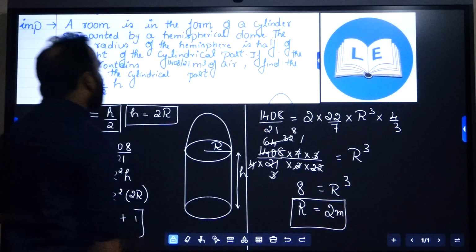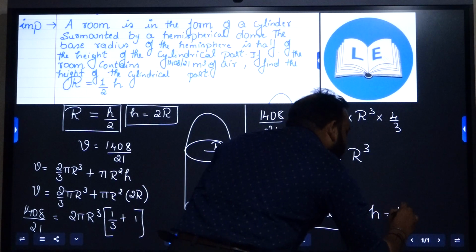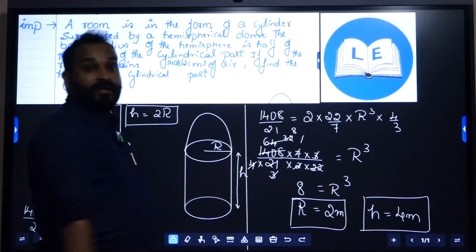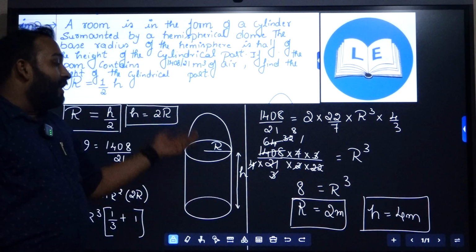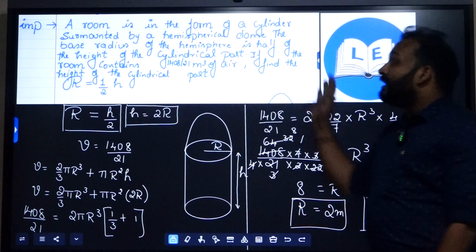If you get r as 2 meter, children, what is your h? h is equal to 2 times r. So you can write h is equal to 4 meter. So you got the radius and the height. What is the height? Height of the hemispherical part is 4 meter, radius is 2 meter. So this is how you solve a problem.